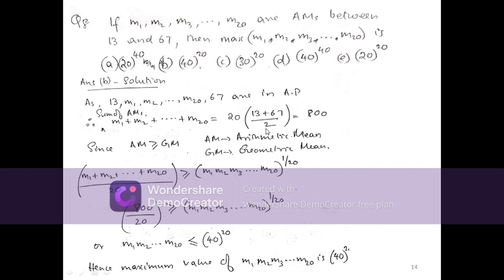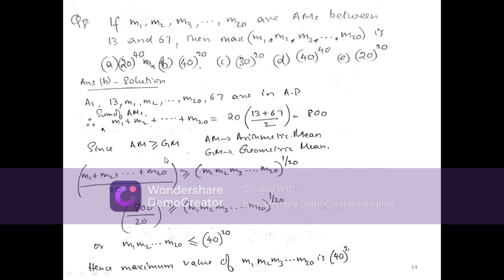Okay, if these are the arithmetic means m1, m2, m3 up to m20, then m1 plus m2 plus m3 up to m20 equal to 20 into 13 plus 67 by 2, which is equal to 800.